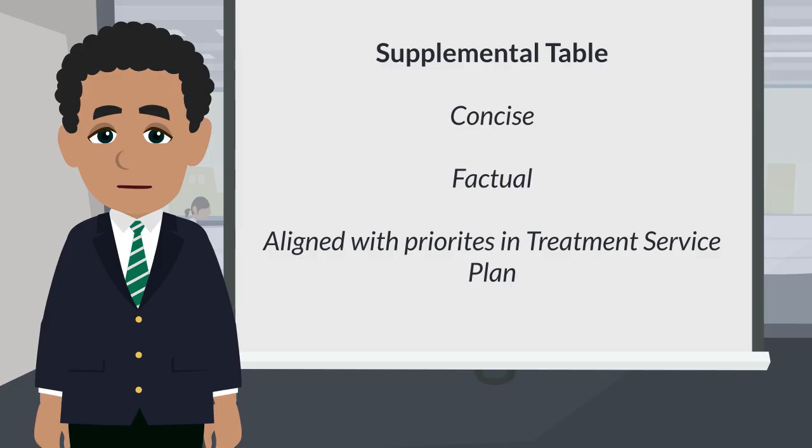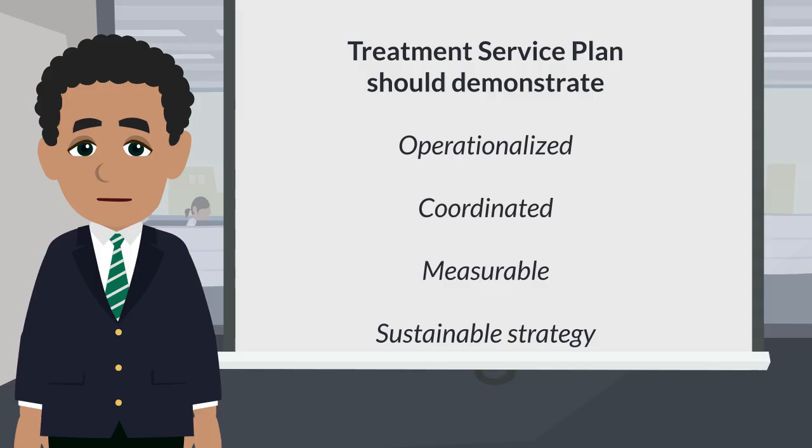Responses in the supplemental table should be concise, factual, and aligned with the priorities outlined in the treatment and service plan. When completed, the treatment and service plan should clearly demonstrate how assessment findings are being operationalized into a coordinated, measurable, and sustainable strategy for improving outcomes. All components should align with one another and reflect a shared commitment to collaboration, equity, and evidence-informed practice.